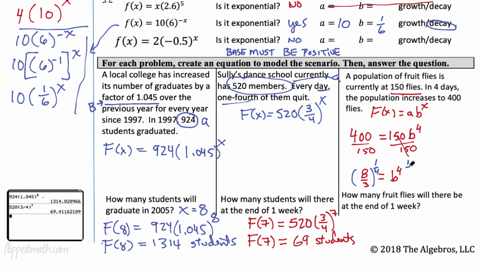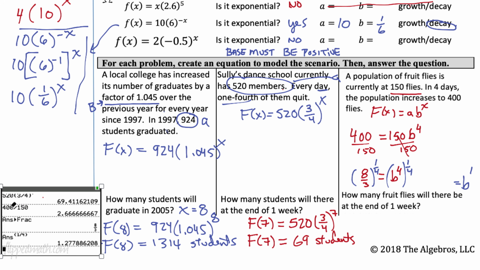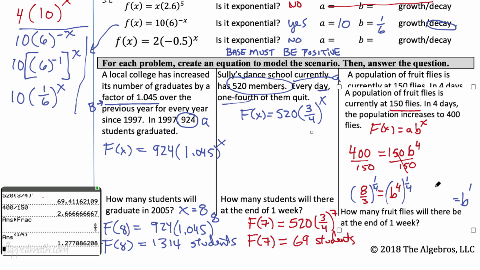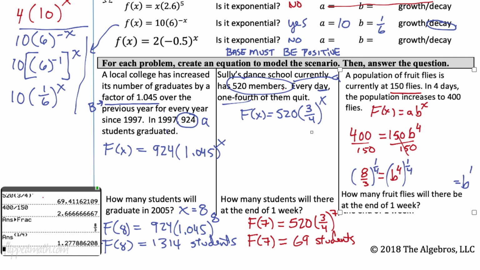So b to the fourth to the 1/4 power. And that'll get those exponents to equal 1 when we multiply, right? So b to the first, kind of ran out of room here, is going to equal 8/3 to the 1/4 power. Got to work that out. And you can see down here, we got 400 divided by 150. Put it into a fraction, and then we raise that to the 1/4 power. I get 1.27. I'm going to call it 1.28. We're going to round a little bit. So b equals 1.28. So 1.28 is the value of b.